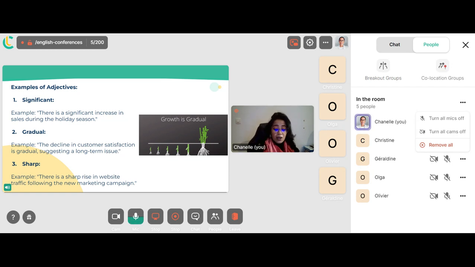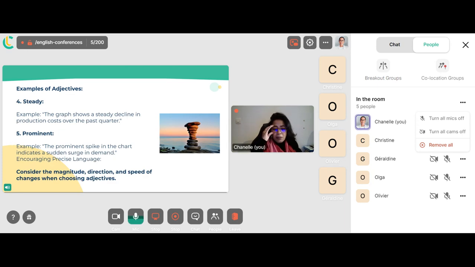Gradual. Example, the decline in customer satisfaction is gradual, suggesting a long-term issue. Gradual shows that it's something that happens slowly. Sharp. Example, there is a sharp rise in website traffic following the new marketing campaign. We often use sharp, and the word that we can understand is sudden because it happens very quickly.